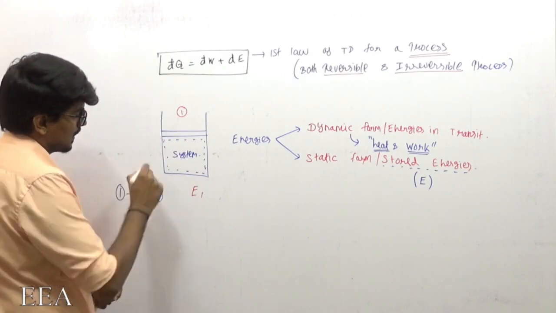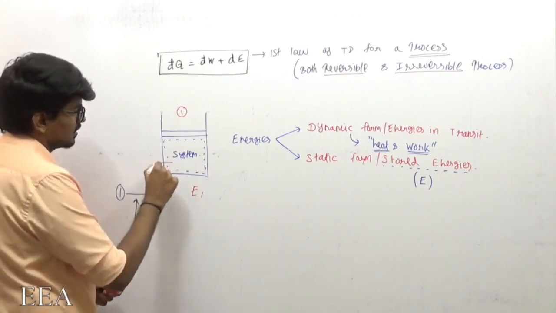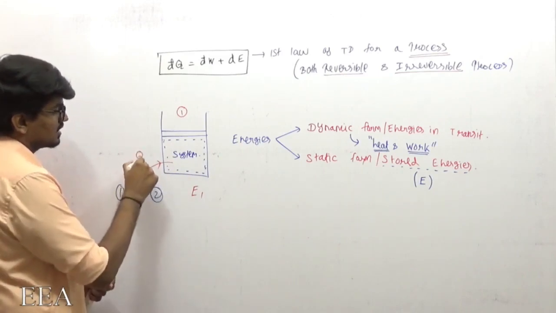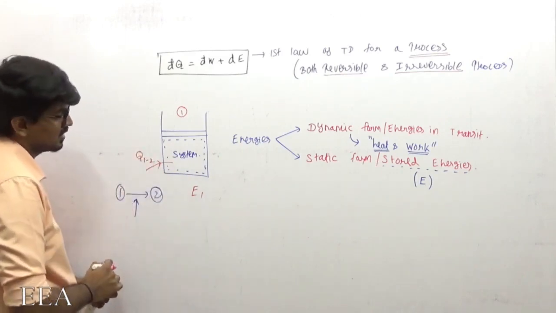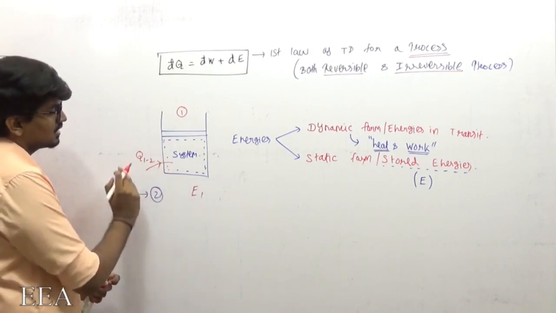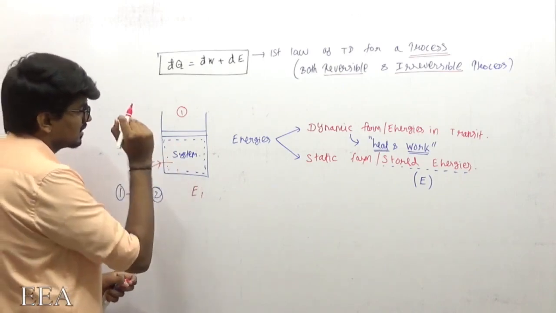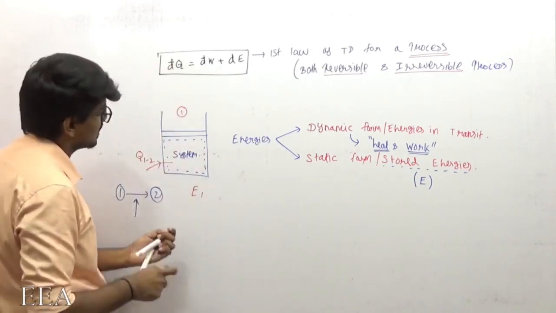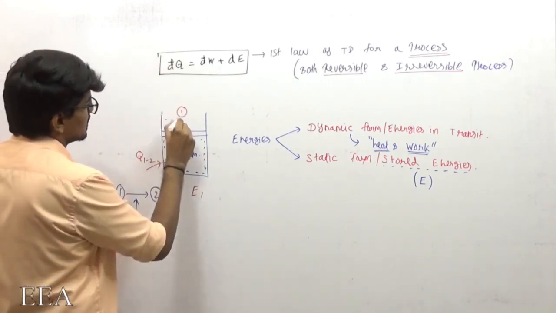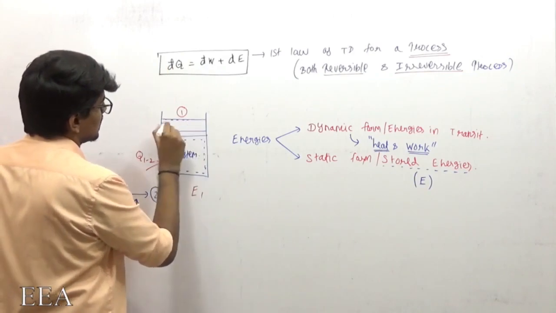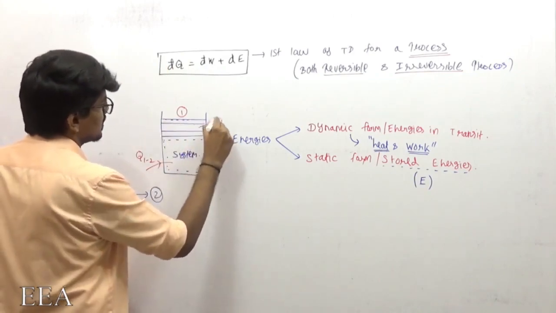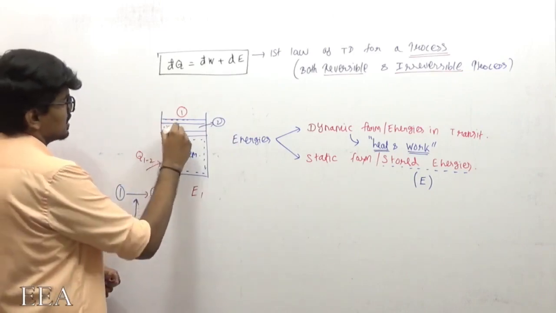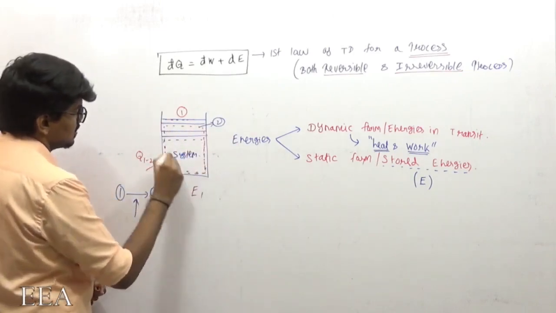Now when I am doing some process, for example, I am supplying some heat, Q12. I am just doing a process such that I am supplying heat and the state is changing. For example, this piston gets expanded and reaches here. Let us take it that this is going to be my second state, that is, the boundary is expanded like this. I'm just giving you an example.